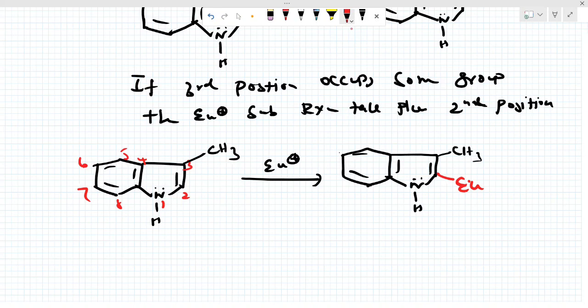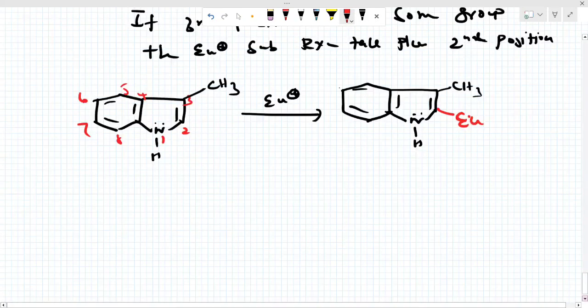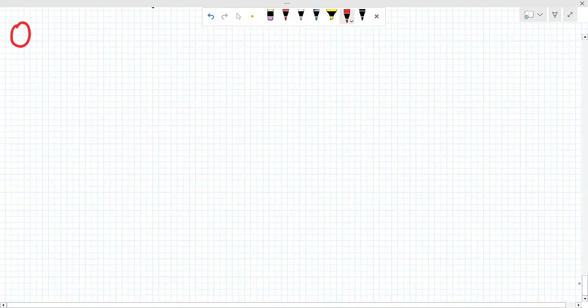Now, the last one, quinoline. Very important reaction. Quinoline.